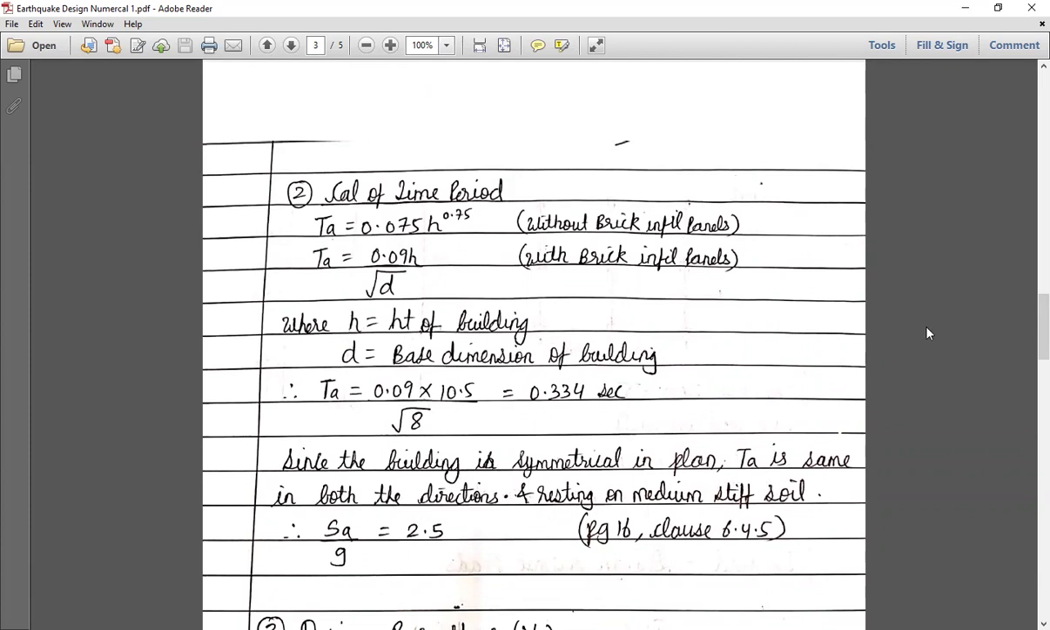Okay, so now you will ask, what if the building is not a square? In case the building is a rectangular shape, then we will have to find out the time period for both the directions. Take one base dimension value first, then the other value, so we will get two values of time period. But in this case, since it is a square, we are getting only one value. Is this clear?